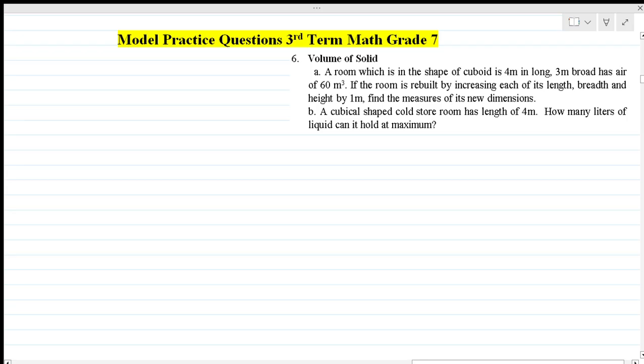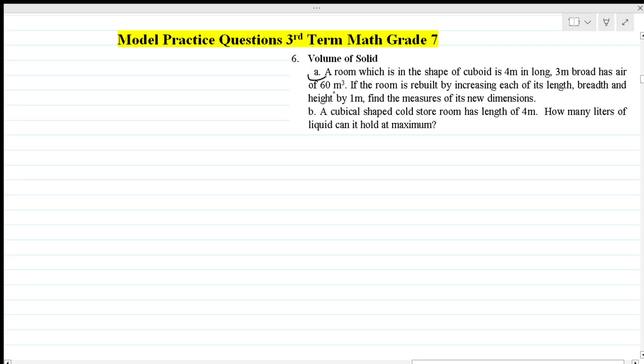In our video, we discussed the area of solids with respect to the cuboid and cube. And in this video, I'm going to discuss the volume of the solid. As solids, I've taken a cube and a cuboid here. So there are two questions I have to discuss.